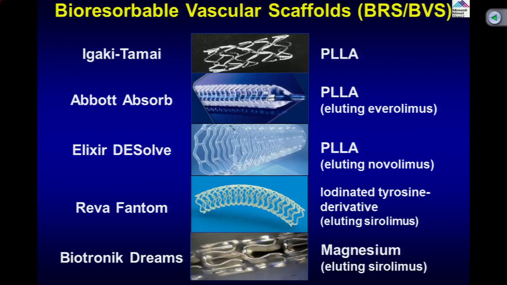Both Absorb and DESolve have PLLA as their polymer, and the sirolimus in the Reva Fantom, and the Biotronik DREAMS has the magnesium eluting sirolimus, because remember old magnesium stents were disintegrating early, now this one has better kinetics. We will be hearing more, as another company in India, Meril, has their bioabsorbable Mirus scaffold, which has thinner struts, and we will hear more data about it.